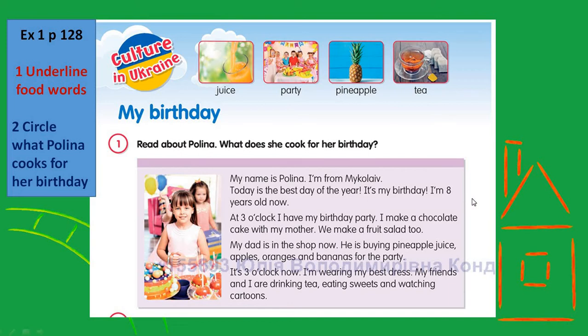Now, let's check. A chocolate cake, a fruit salad, pineapple juice, apples, oranges and bananas. Tea, sweets. Okay. Task number 2. Circle what Paulina cooks for her birthday with your blue pencil. Опиши, що Поліна готує на свій день народження синім або голубим олівцем. You can pause our video. Можеш зупинити наше відео і виконати це завдання.